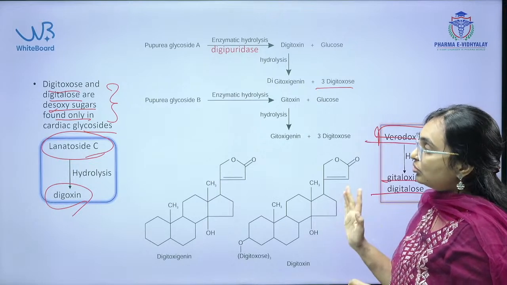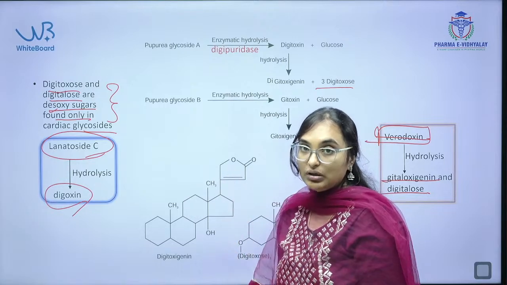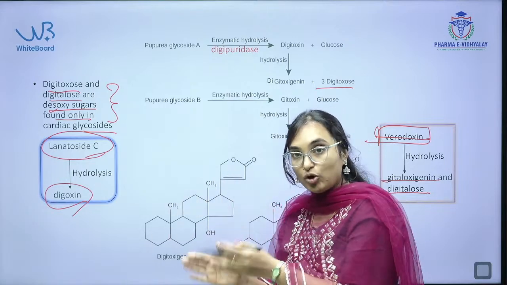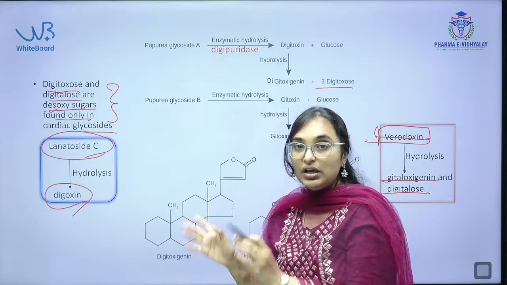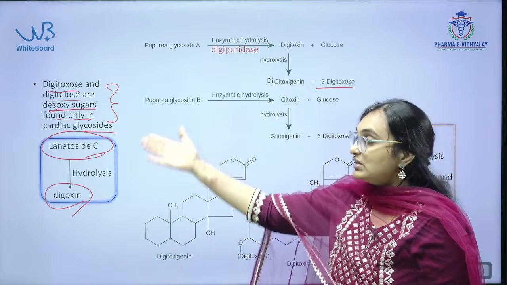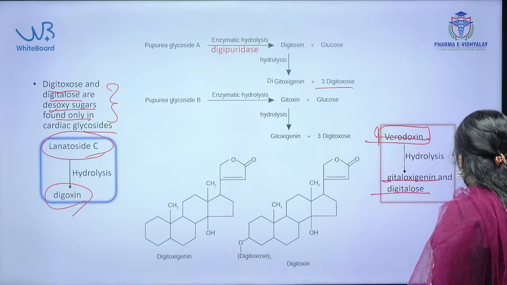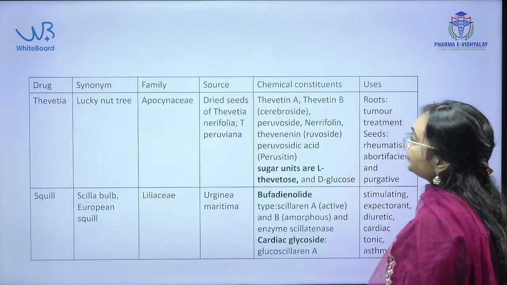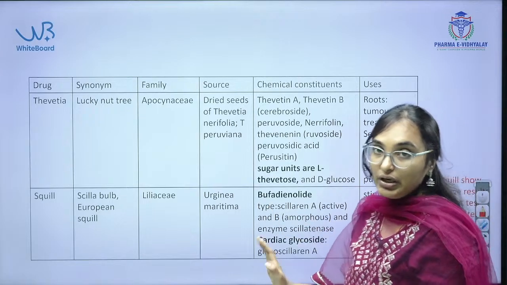So many hydrolysis products are coming, so you have to make a table. Hydrolysis products, glycone part, aglycone part. How many glycone part molecules? Aglycone, what is the molecule of the aglycone part? What is the enzyme? What is the substrate? You have to make a table, that I did for you, that I will explain here. Next, first we will complete all the individual drugs.